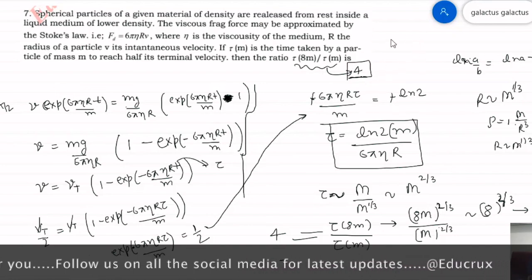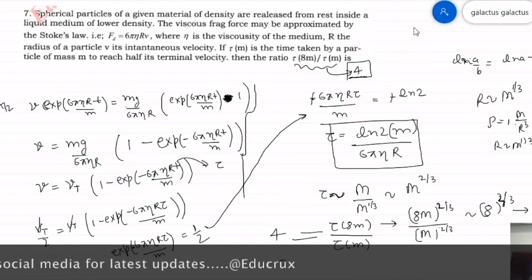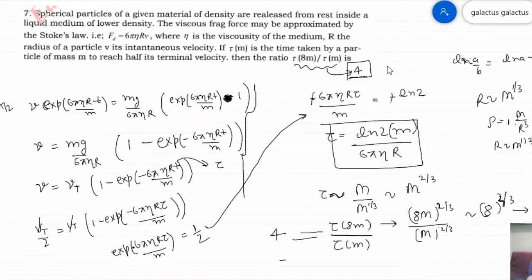So we just saw how we can equate drag force to the weight of the body and calculate the terminal velocity of the object, and you can use a differential equation for a body that is moving through a fluid and calculate the special condition, like the time taken by the particle to reach from 0 to some Vt by 2, and derive the relation for the time and calculate the ratio that we require. So let us now move to another question and see how we approach a problem.